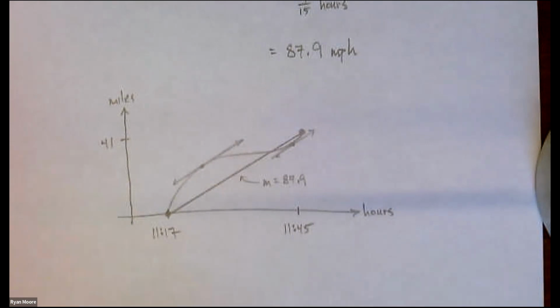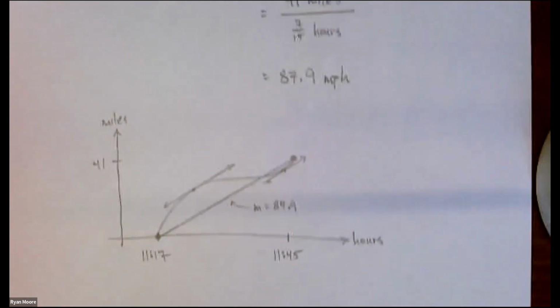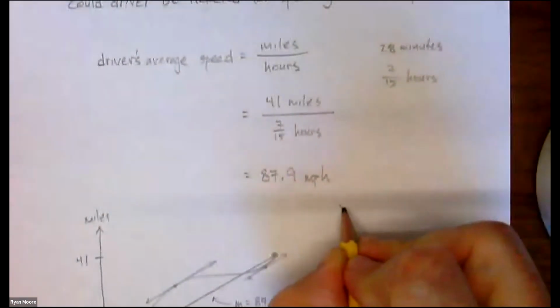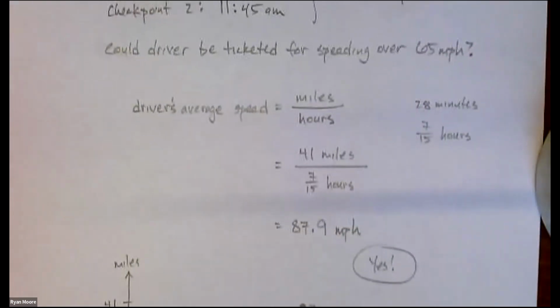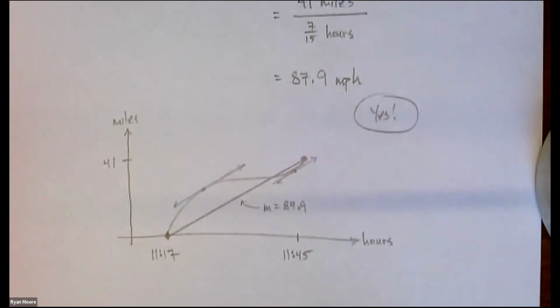So yes, the patrol can definitely give them a ticket for breaking the 65 mile an hour limit, because we would know at least one time they were going 87.9, and more likely, if their speed did vary, then at other points they were going even faster than that.